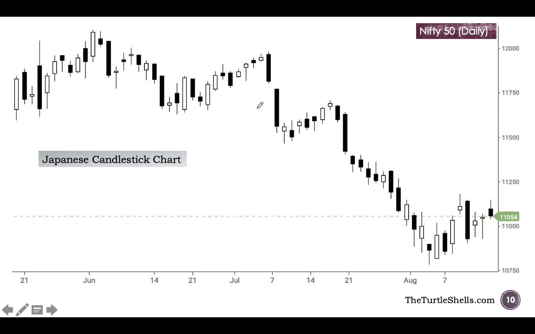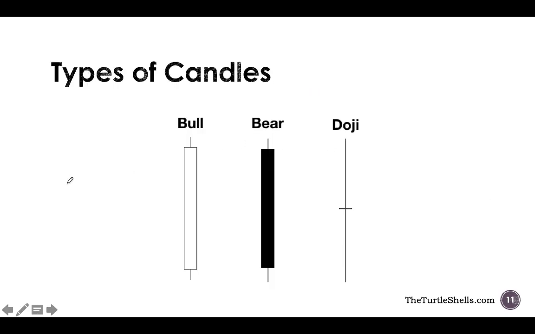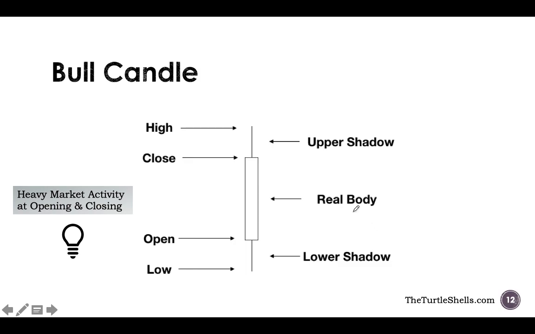On this chart you will notice that there is a black candle, there is a white candle, and there is a candle which is very small like this. So there are three types of candles. One is the bull candle, then you have the bear candle, and then you have the doji candle. On a bull candle, as we discussed before, the prices are going up. On the bear candle, the prices are going down, and on the doji candle, the market is flat because it doesn't have any color.